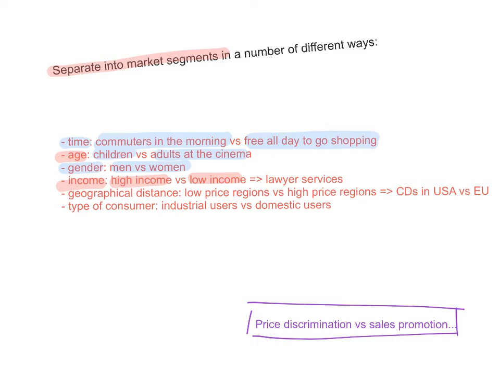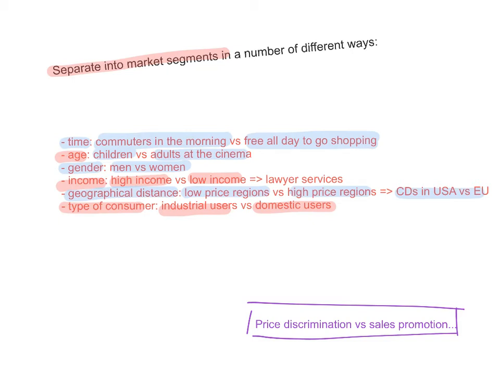Separate your markets by geographical distance. So you separate the market into low price regions versus high price regions. CDs, for example, often cost much cheaper in the US than they do in the European Union. Also, you can separate the market into segments by looking at the types of consumers, industrial consumers versus domestic users, and charge them different prices. These are all different ways to separate your total market into market segments.